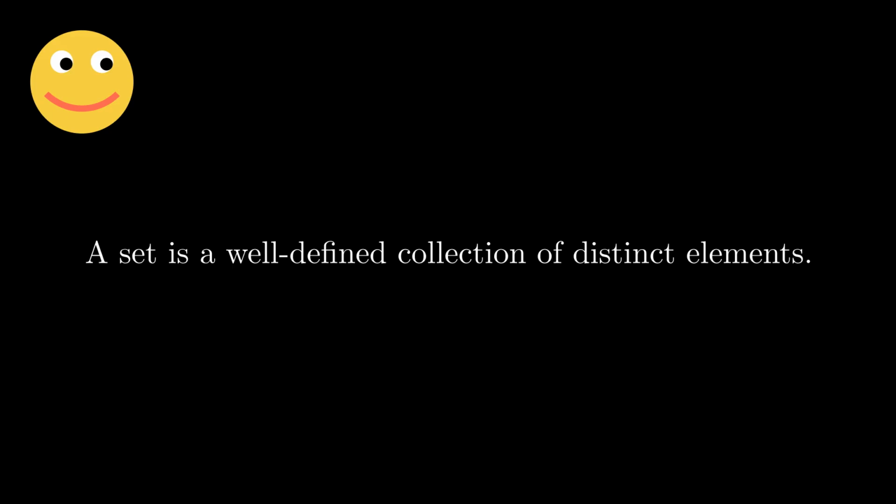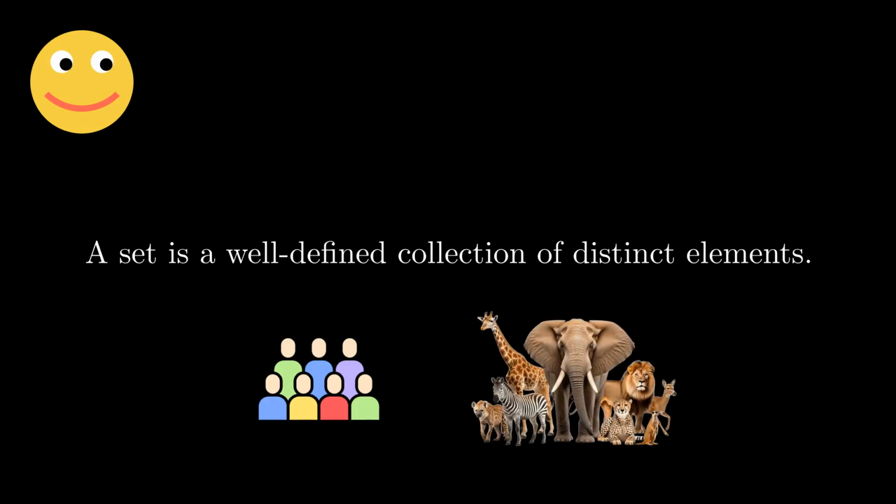Let's dive into set theory. What do we mean by a set? A set is a well-defined collection of distinct elements. The elements can be numbers, people, animals, words, other sets, and many more things. In mathematics, the elements of a set are often written within curly brackets. Let's look at an example. The elements of set A are 1, 2, 3, 4, and 5.